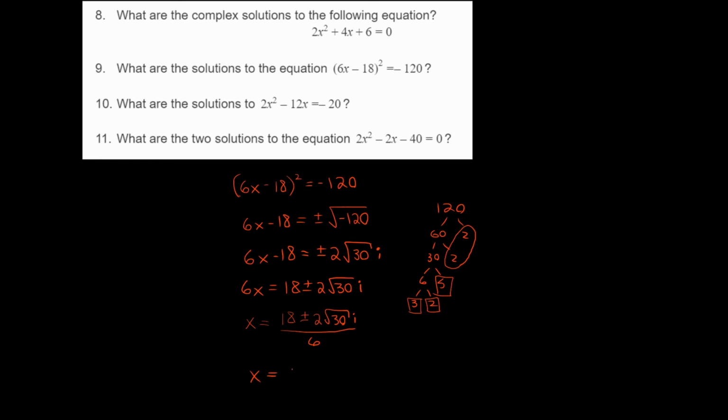If we divide 18 by 2, we'll get 9. Plus or minus, if we divide 2 by 2, we'll just have 1 left, so it's just going to be the square root of 30i. And then on the bottom, 6 divided by 2 is 3. So this is actually the solution, or I should say solutions, because there are 2 of them.